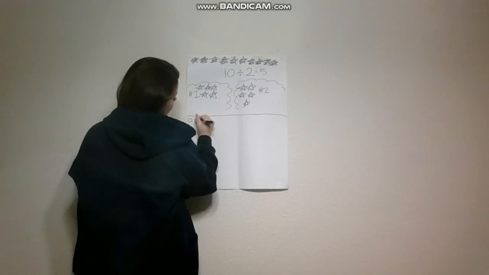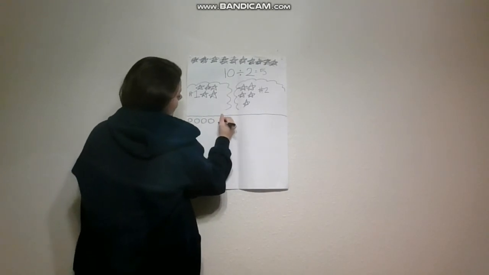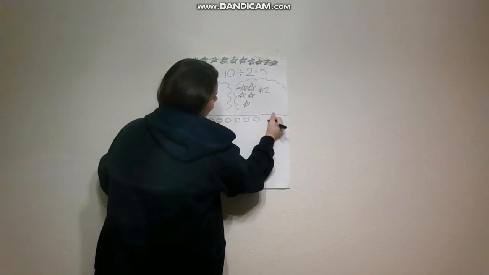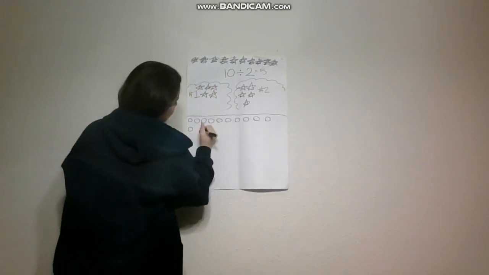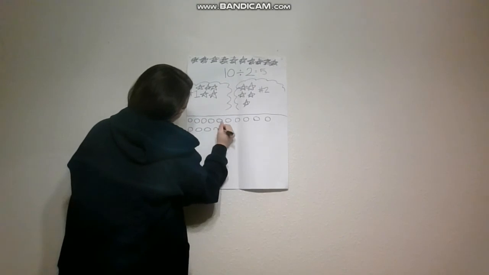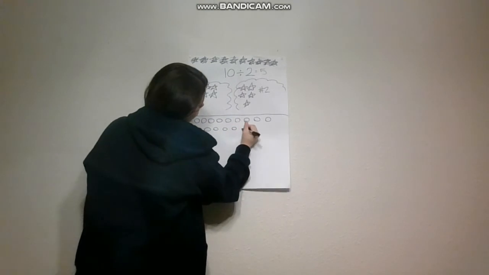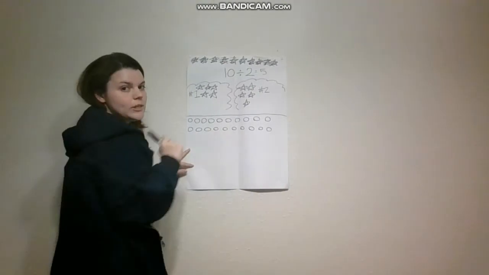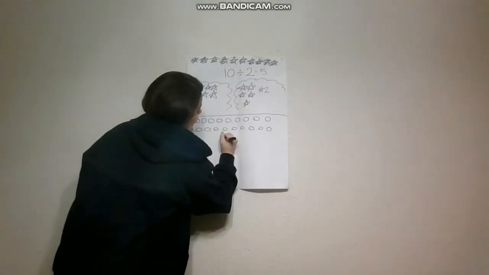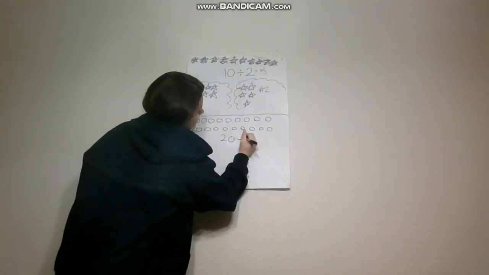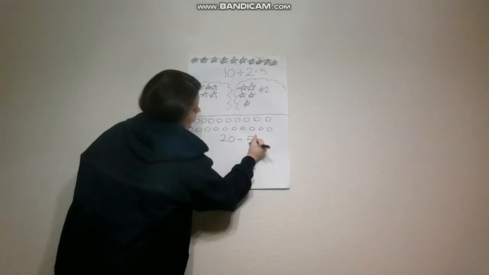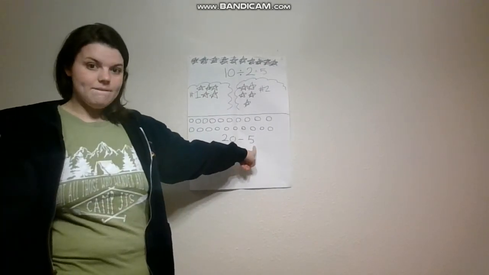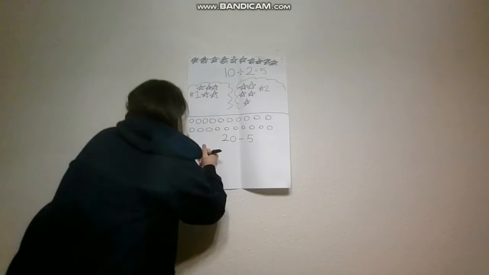1, 2, 3, 4, 5, 6, 7, 8, 9, 10, 11, 12, 13, 14, 15, 16, 17, 18, 19, 20. So there's my 20 circles. This is 20 divided by 5, which means we're having 5 groups. All right, 5 groups.